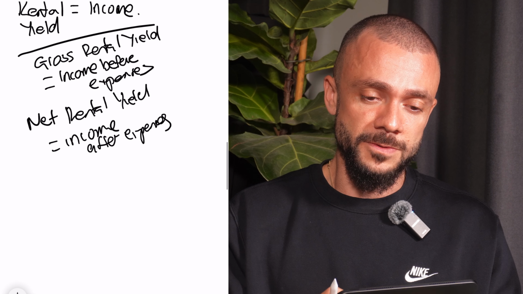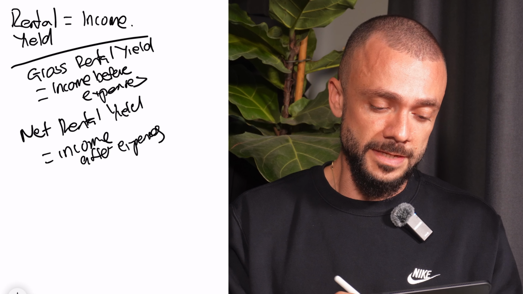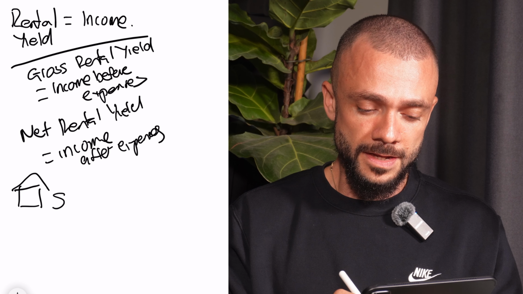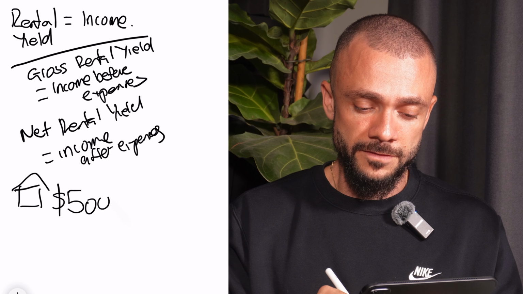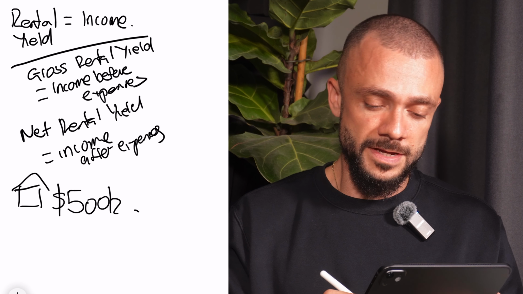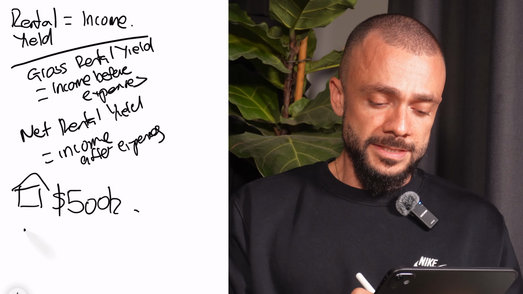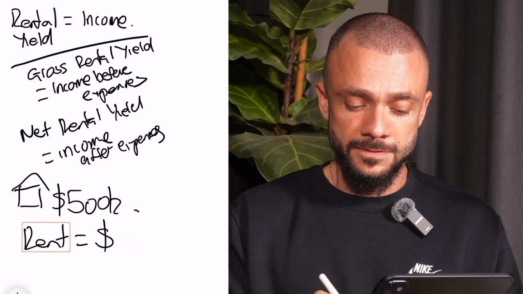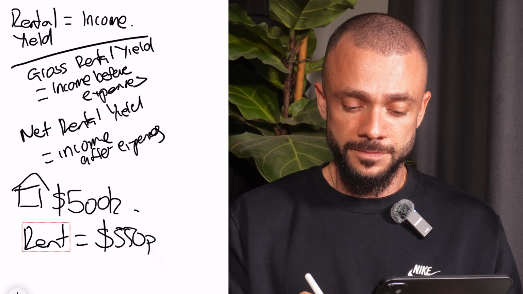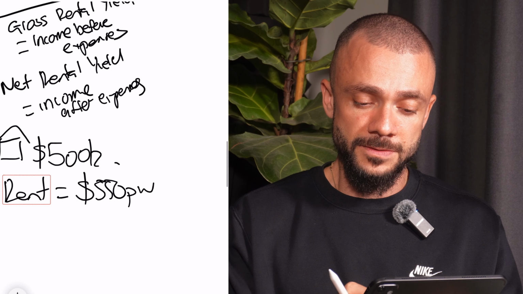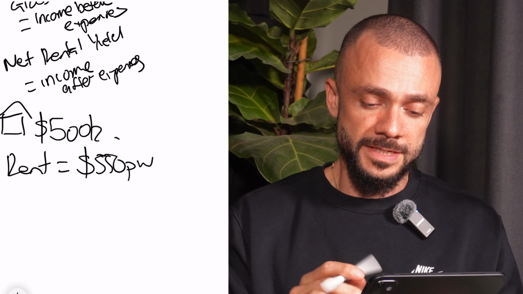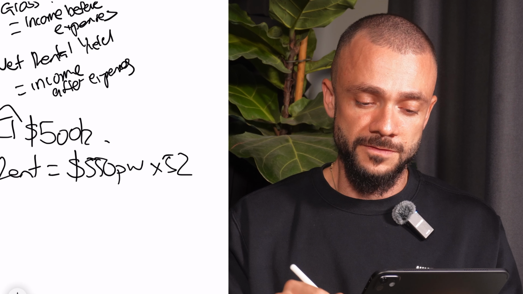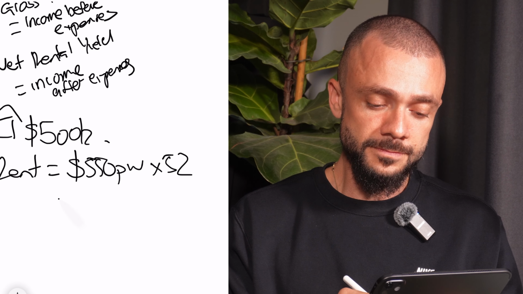Now, essentially how I would do this, and let's use an example here. So let's say we've got our property, it is worth $500,000, or we buy it for $500,000. And let's just say the rent on this property is $550 per week. So how you would calculate this is you would take the $550 per week and you would times that by 52 weeks in the year.